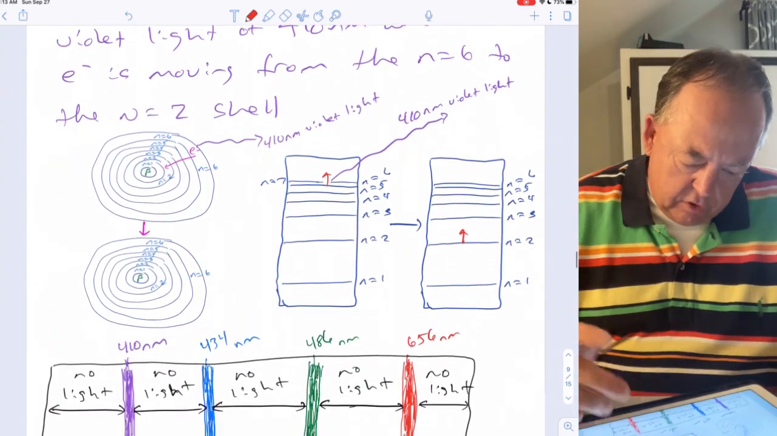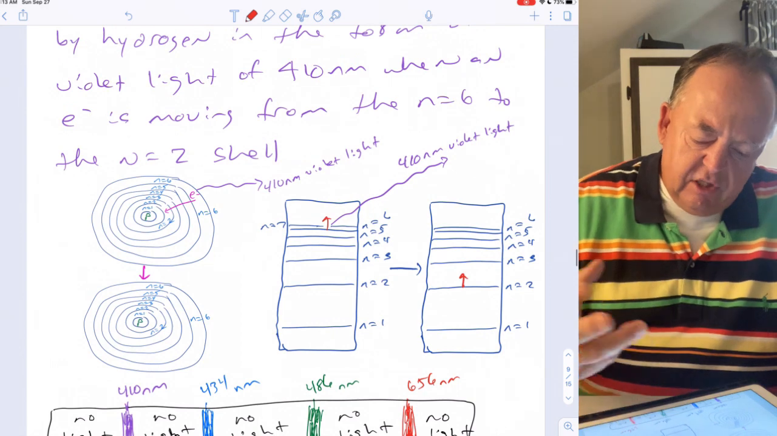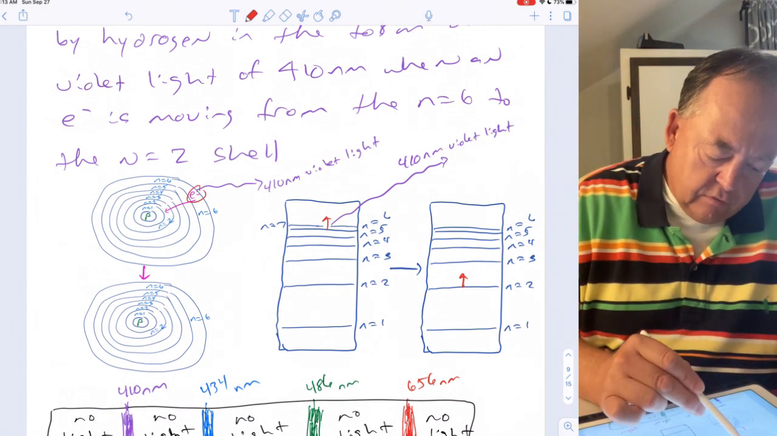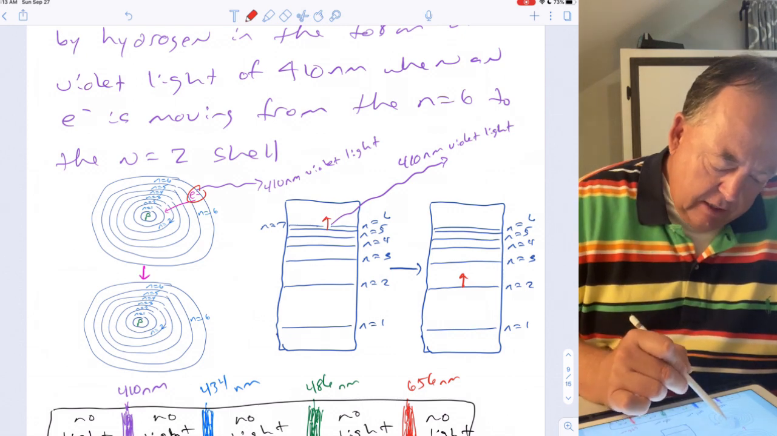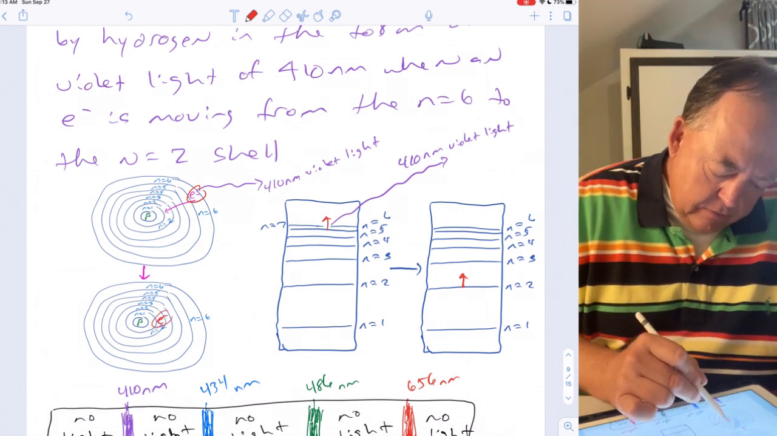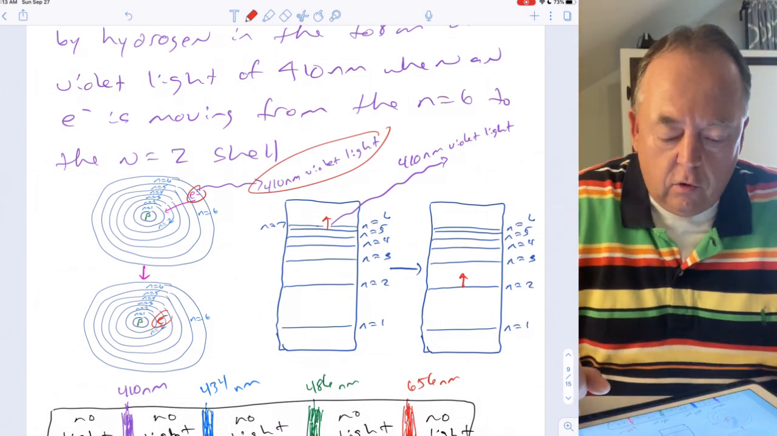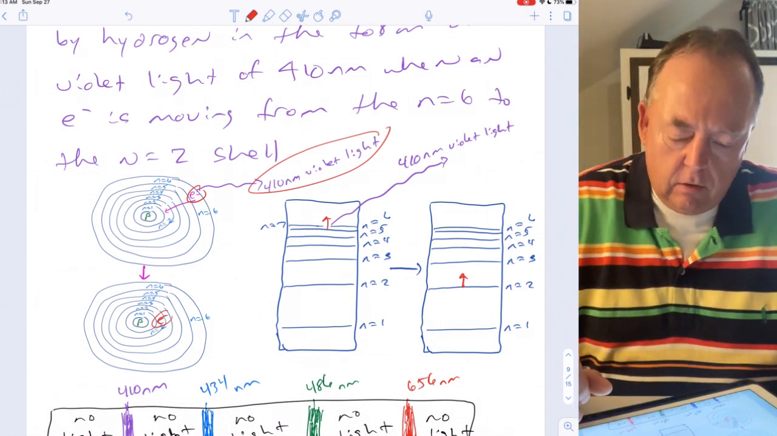Okay, so basically you see this depicted several different ways. I've depicted it with an atom where the electron moves from the 6th shell and ends up in the 2nd shell. When it does that, it gives off energy in the form of violet light, 410 nanometer light.